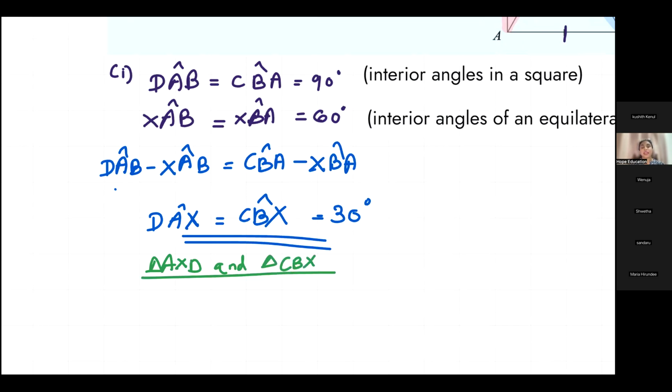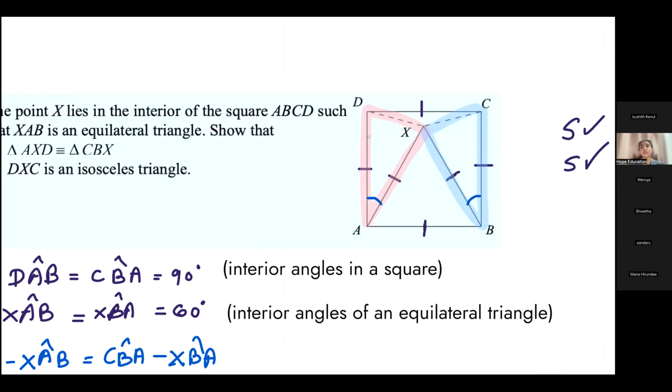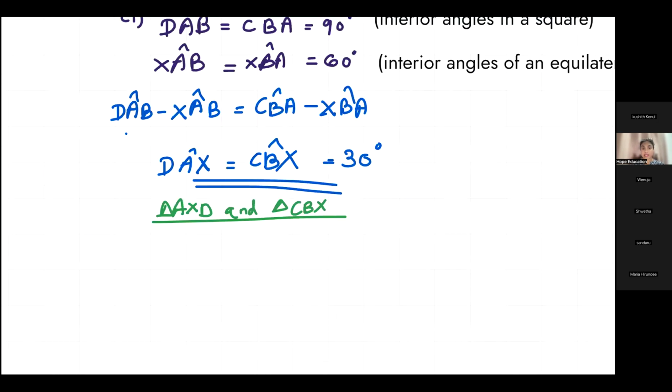First, AD side is equal to BC side. AD side equals BC side. And we already talked about the reason. What is the reason? Sides of a square.